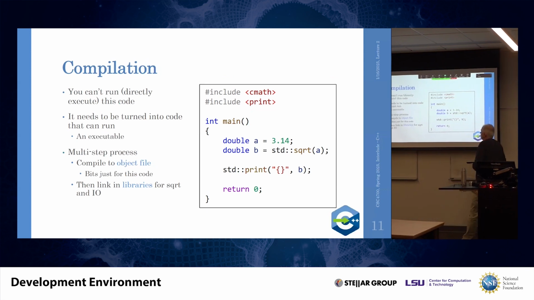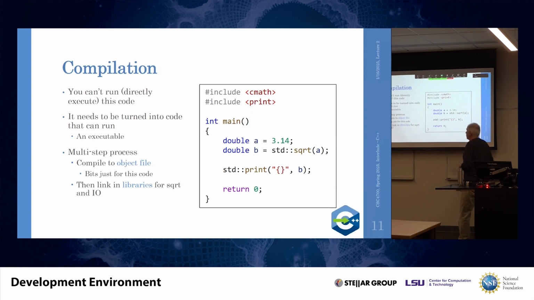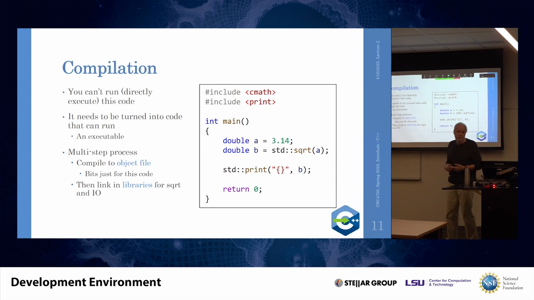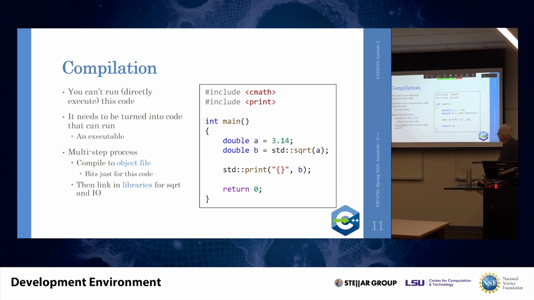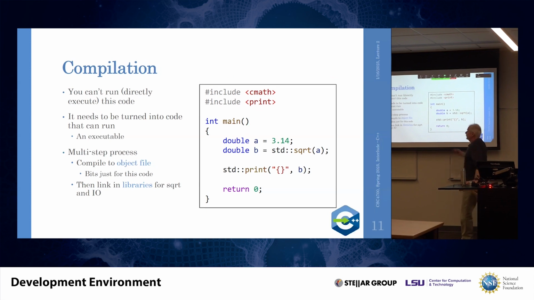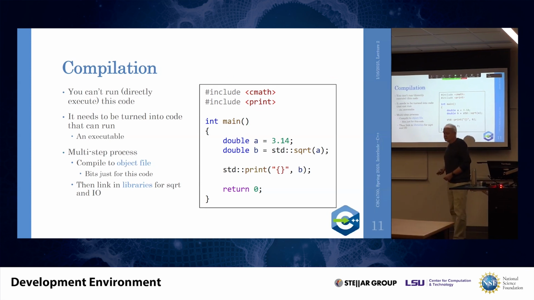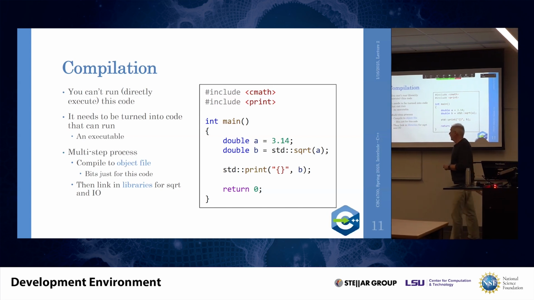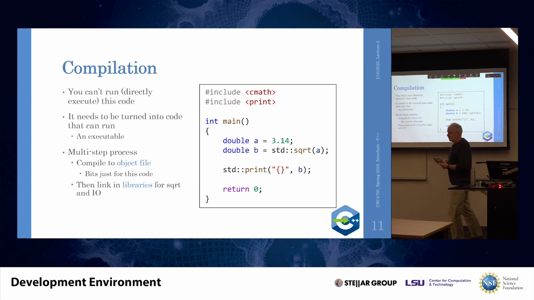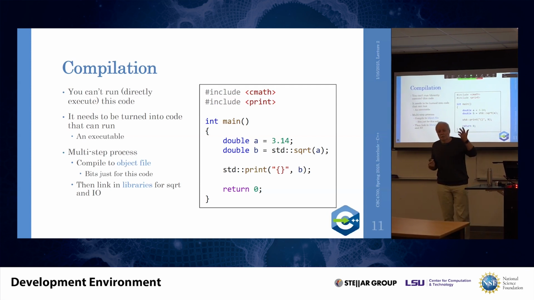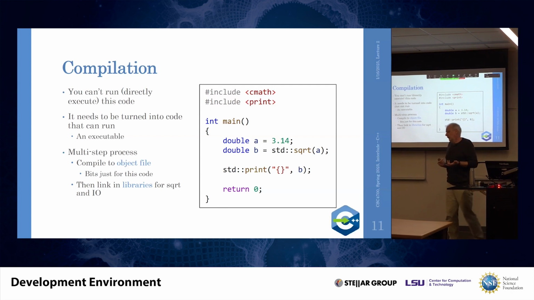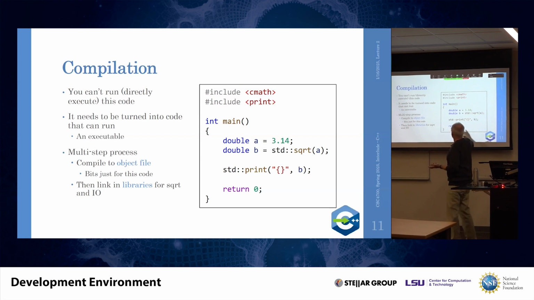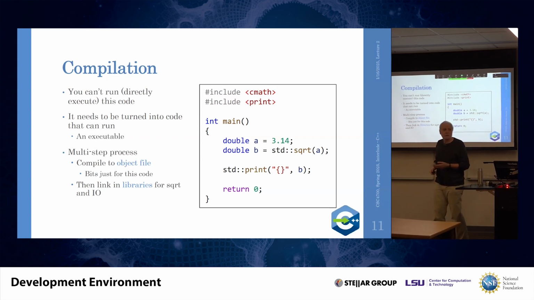So this code can't directly execute. We need to turn it into code that can actually run. We need to turn it into an executable. As I said, it's a multi-step process. We have to compile it to an object file, which are bits that somehow encode what this code is supposed to do. And then we have to link it to the libraries that are made available through the include statements, and that in the end provide the bit code that has been pre-compiled for print, for square root, and so on.